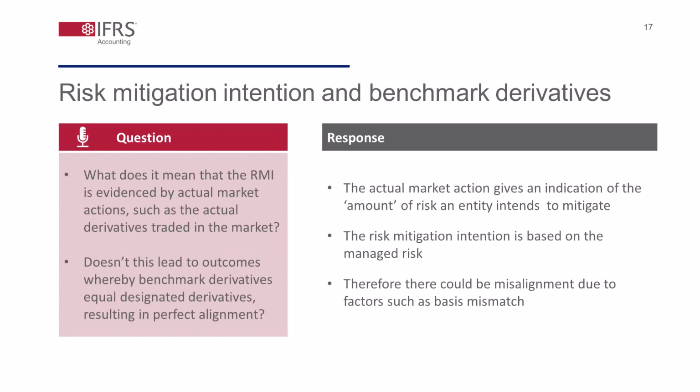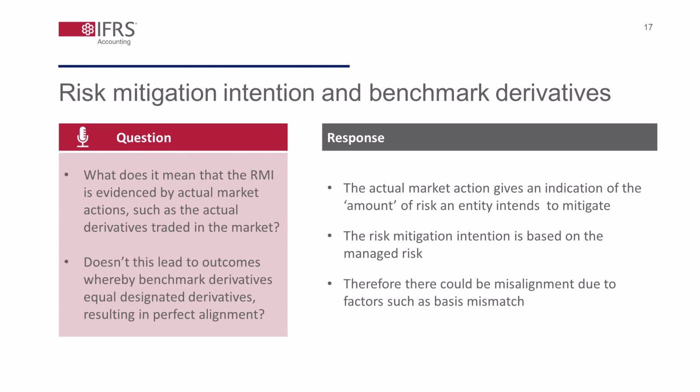Thank you, Siggy. Could you elaborate further on what it means that the risk mitigation intention is evidenced by real actions taken in the market, such as the actual derivatives traded? Would this lead to outcomes whereby benchmark derivatives equal designated derivatives, resulting in perfect alignment?